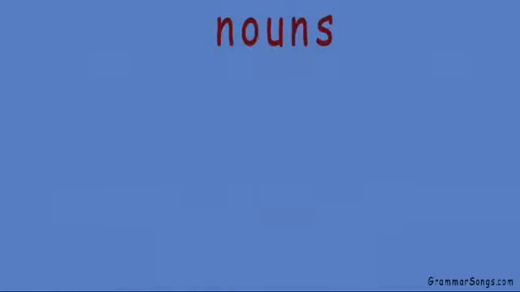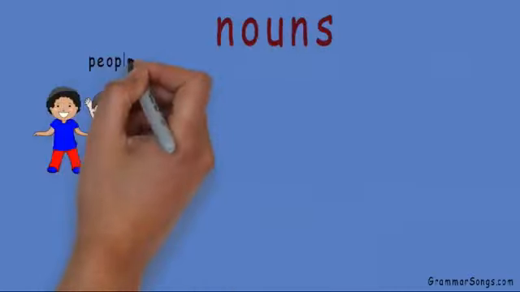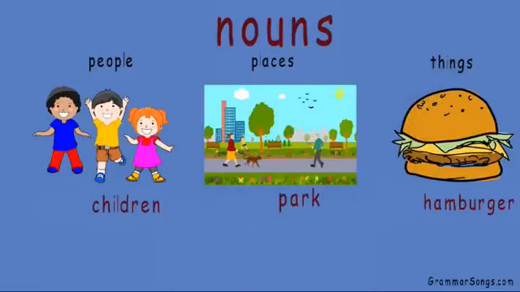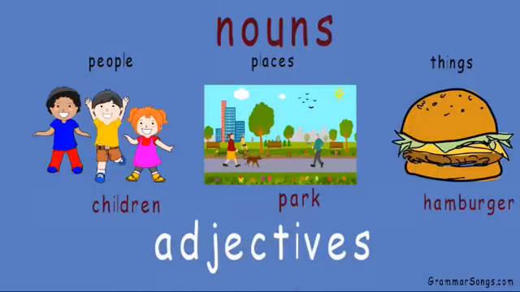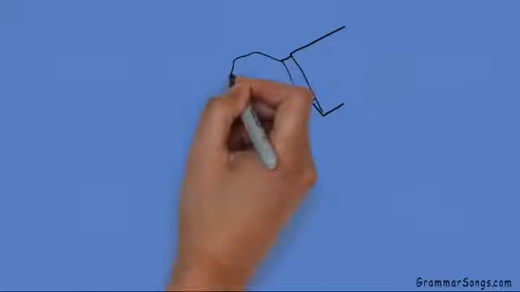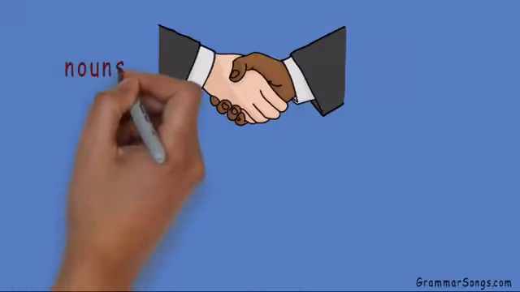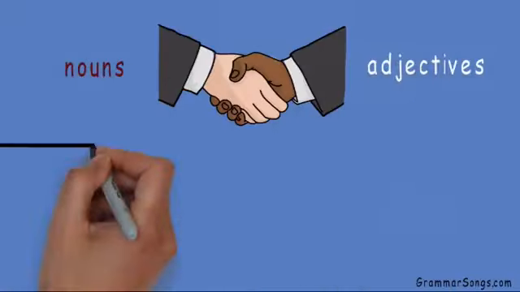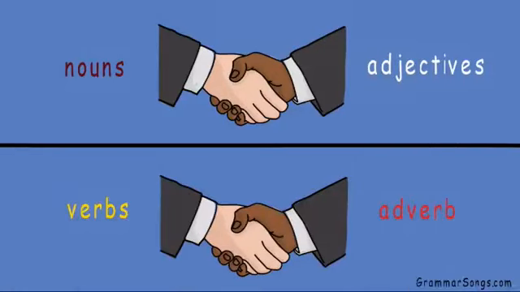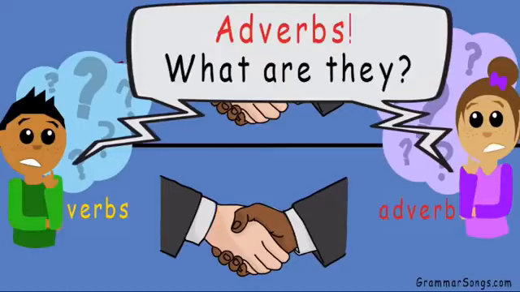You know that nouns are words we use for the people, places, and things we read, speak, and write about. You've also learned that adjectives modify nouns by describing them, making the picture more clear for your reader. Happy children, busy park, juicy hamburger. This relationship between nouns and adjectives is very similar to the relationship between verbs and a part of speech known as the adverb. Adverbs? What are they?